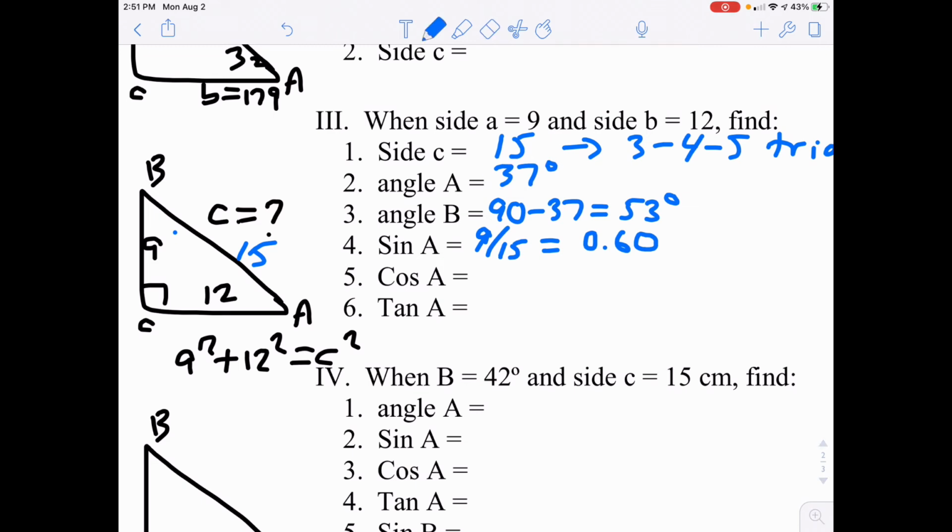So I'm going to focus on it from a ratio of sides point of view. The cosine would be 12 over 15, which would be 0.80. And the tangent would be 9 over 12, which is 0.75.